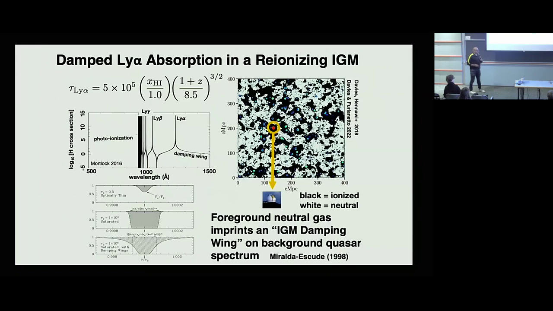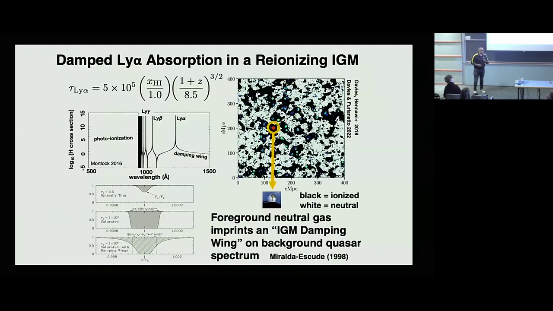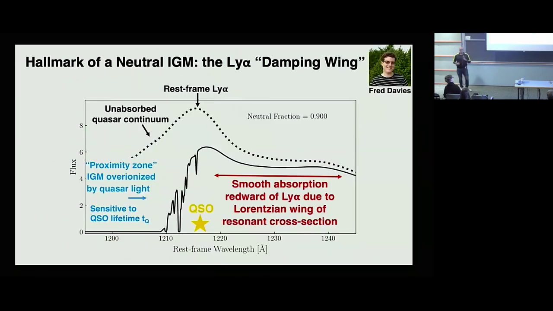And so the technique I'm going to talk about is IGM damping wings. It's pretty simple. There's foreground neutral material. It imprints a damping wing on a spectrum of an object, and basically all constraints on reionization besides these two model-independent ones essentially rely on this technique, with the exception of 21 centimeter, which someday may work, but hasn't worked yet.